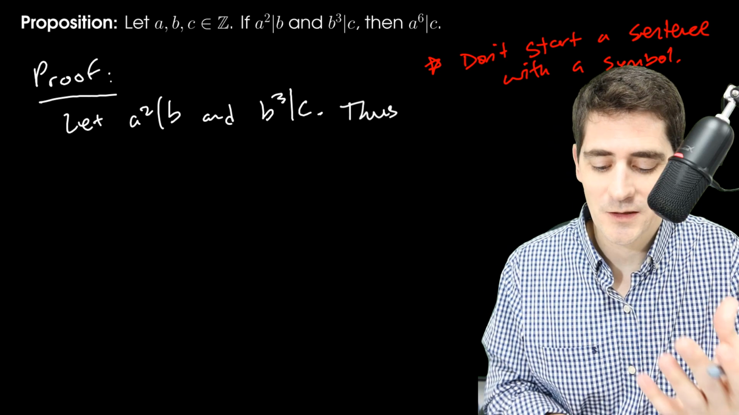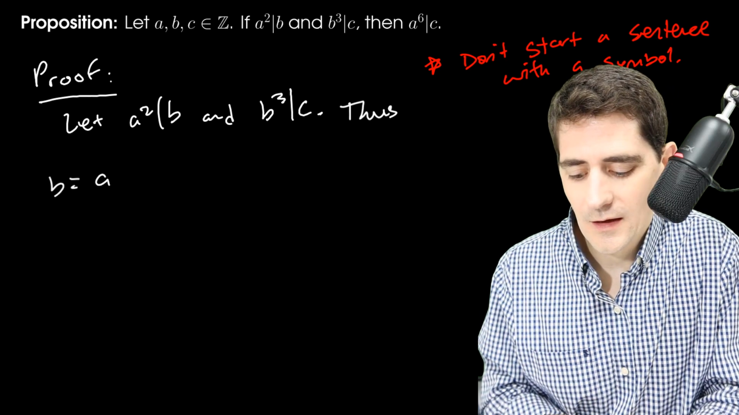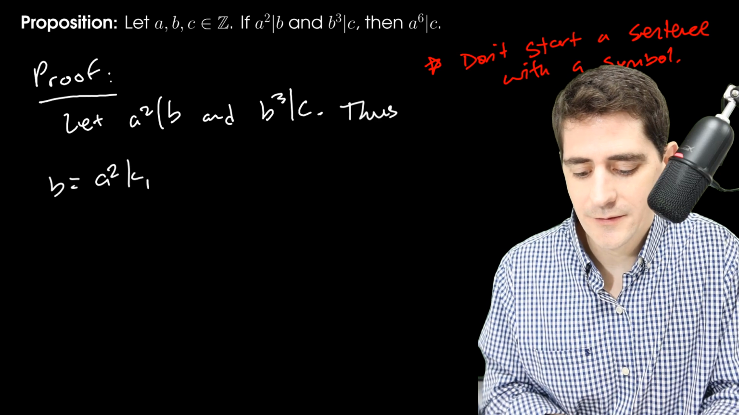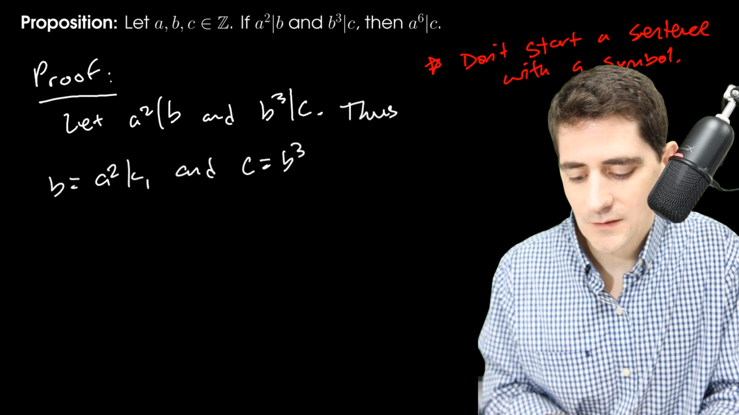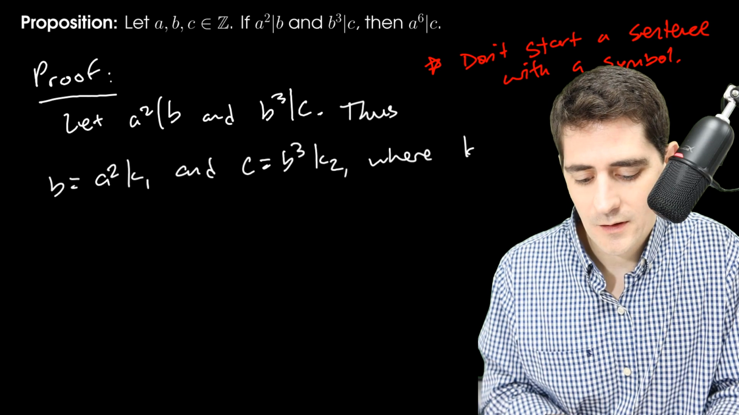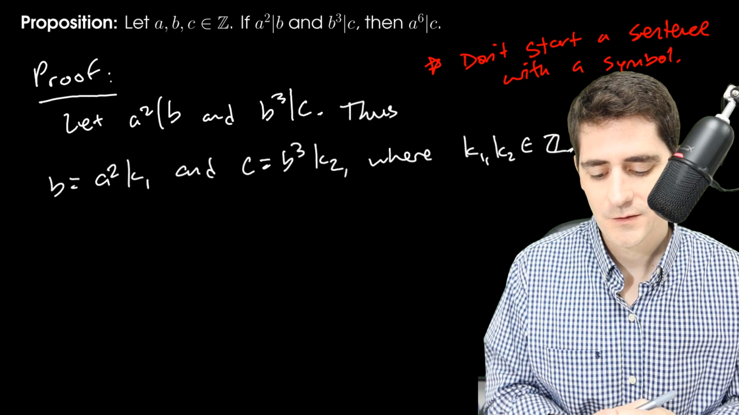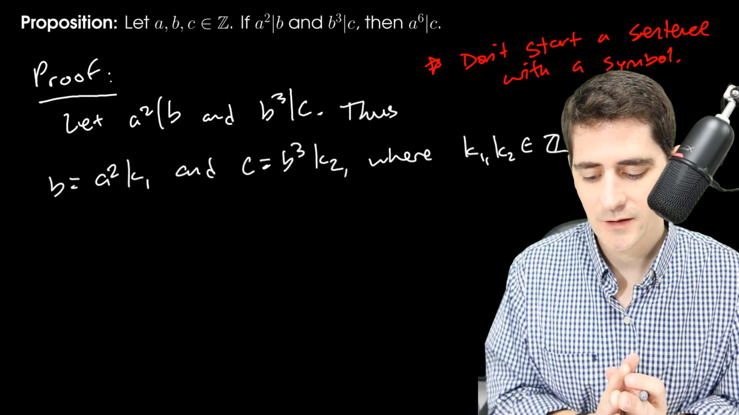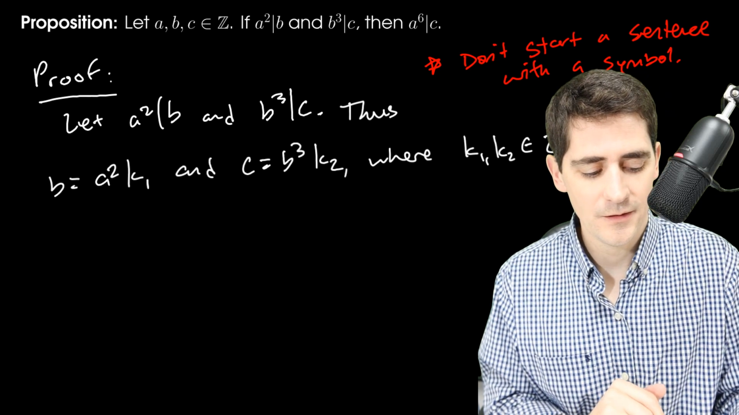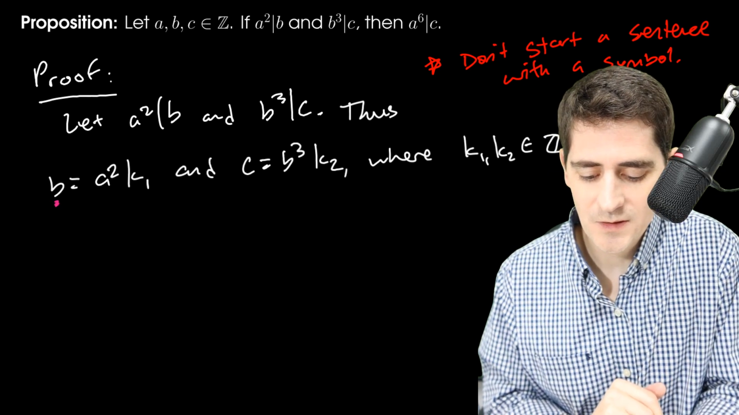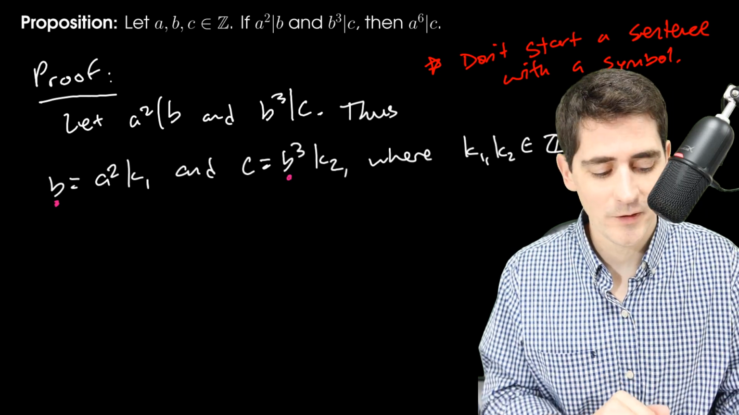Thus, see, that's what I'm talking about. By definition, B is A squared times K1, and C is B cubed times K2, where K1 and K2 are integers. So I need to somehow put this together and get an A to the 6th power. And I think the trick here is that I'm just going to substitute in B from the first equation into the second equation.